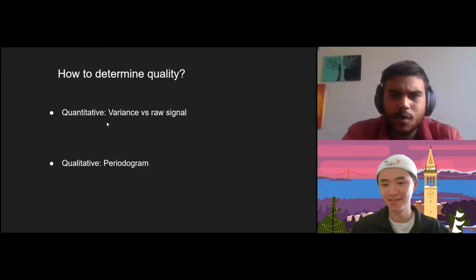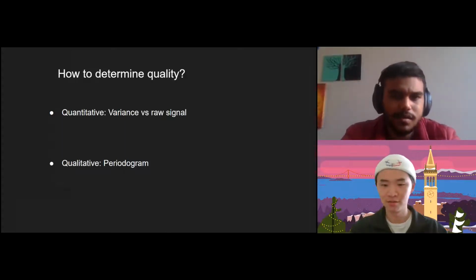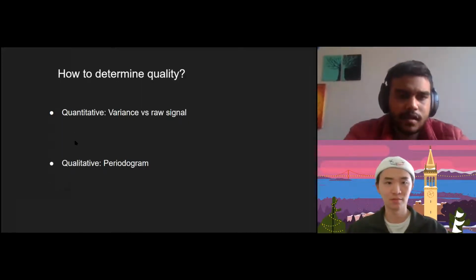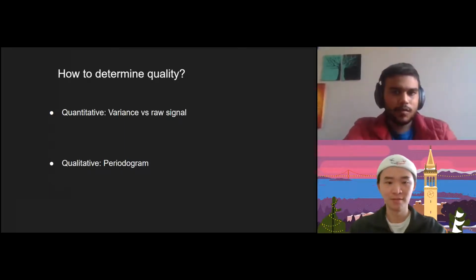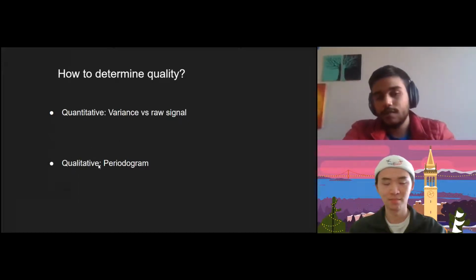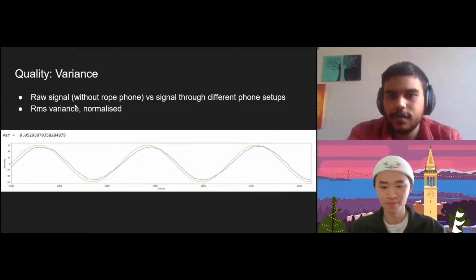To talk about quality, we wanted to figure out how similar the output is to the input signal. We thought of two ways to determine that. The first was to physically compare the shape of the input and output waveforms and calculate the variance between the two, normalized to be comparable across different experiments. The qualitative measure we also thought of is the periodogram, which I shall explain in the next few slides. But first, we'll talk about variance.